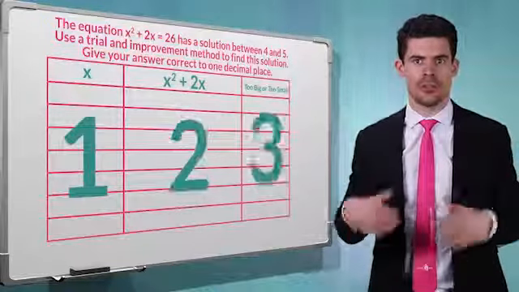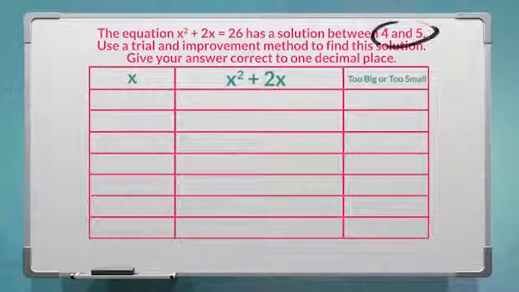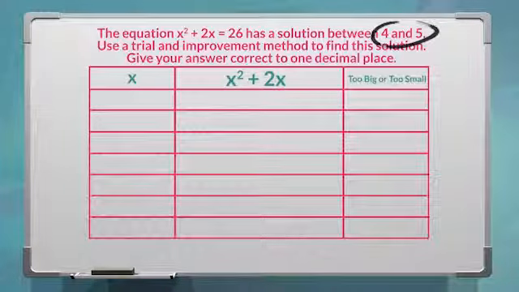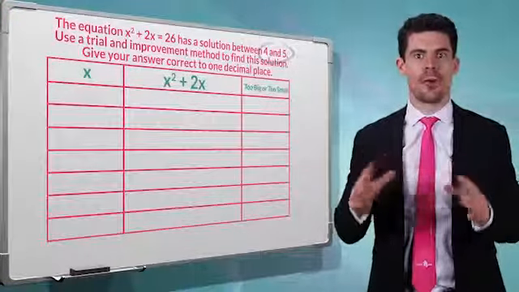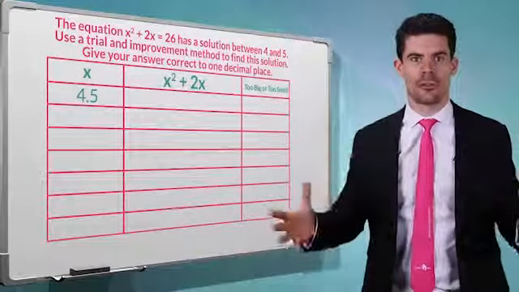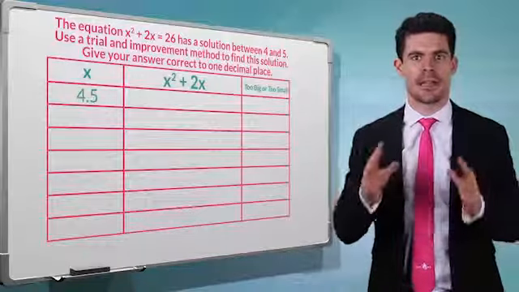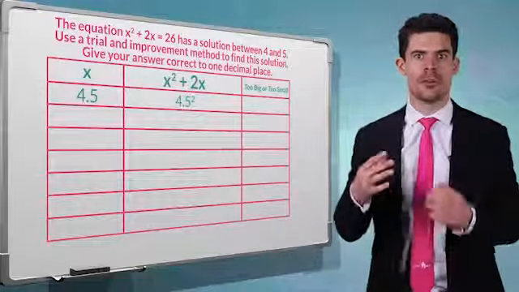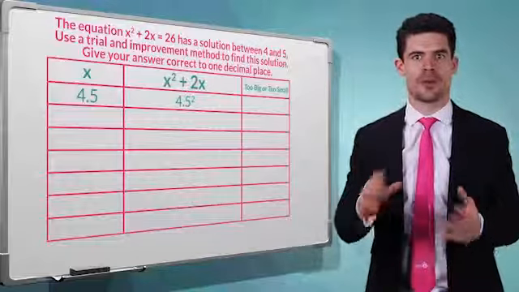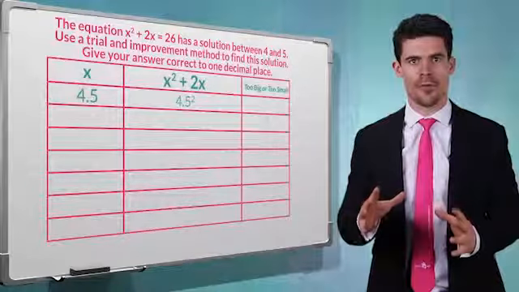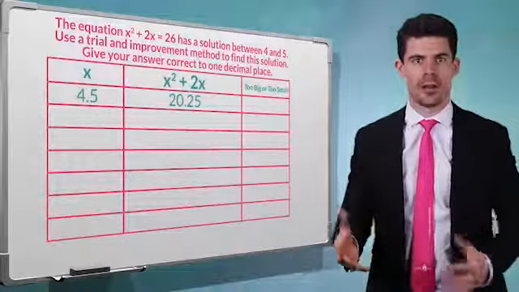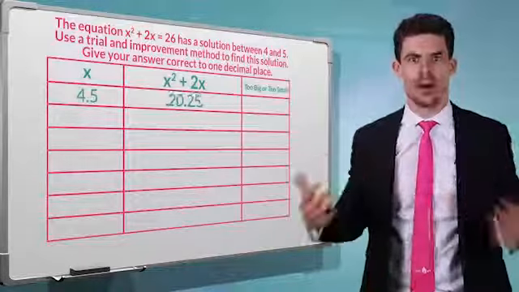You need 3 columns in your table to track things. The best value to try out first is in the middle of these 2 numbers. So in this case, 4.5. So let's write 4.5 in the table as our first trial. Now, we need to substitute this value in place of the x's in the equation. So first we are squaring it as the equation starts with x squared. 4.5 squared makes 20.25. Let's put this value into the second column.